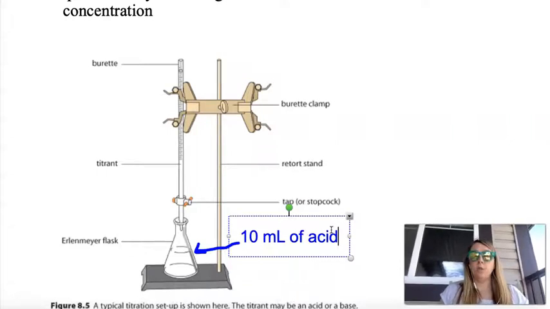So in that last solutions unit, you definitely had a little video to watch on how to pipette. So yeah, we would use a pipette to collect 10 mL of acid, which we would then place into this Erlenmeyer flask.